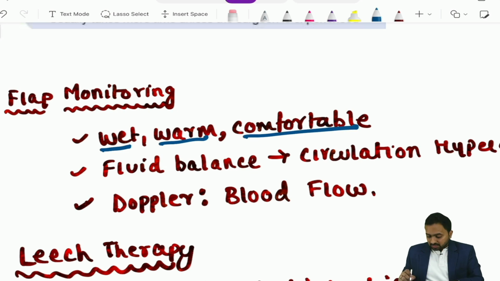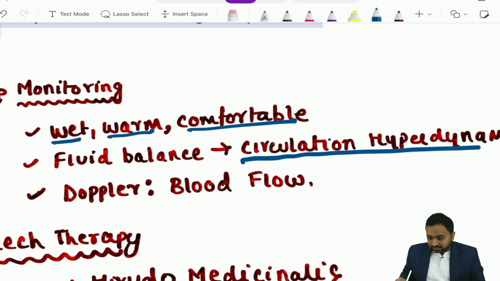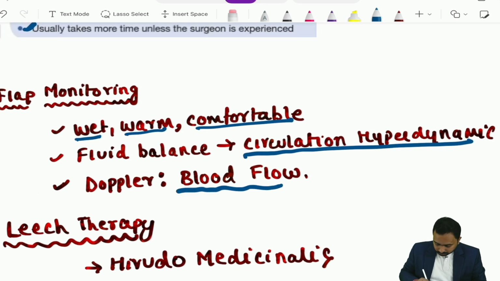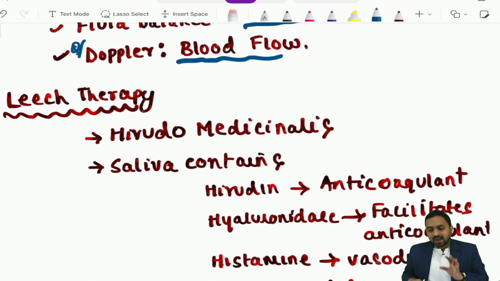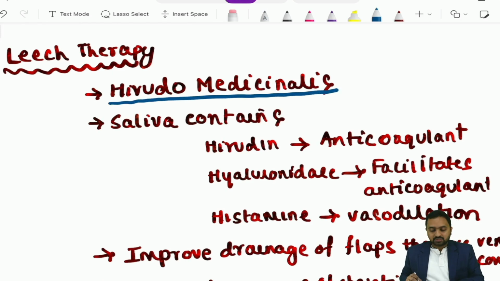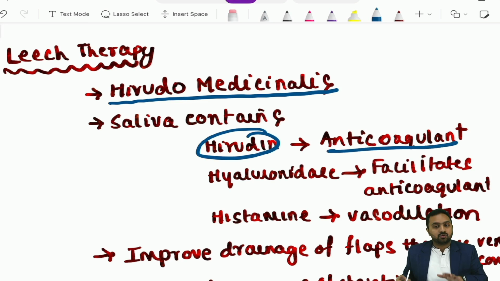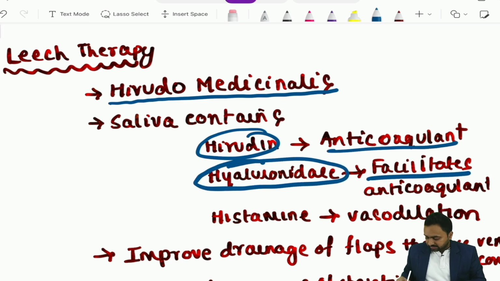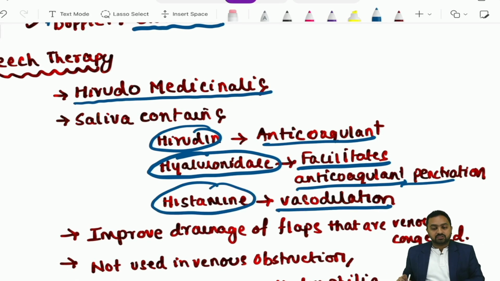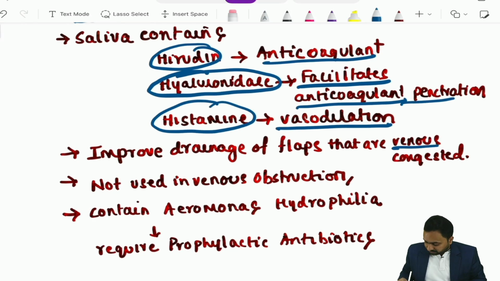So, fluid balance should be monitored for maintaining the hyperdynamic circulation, and Doppler is used to check your blood flow in flap, trying to early detect any arterial blockade or venous blockade or your congestion in the arterial or the venous system. Now, there has been an addition of your leech therapy, which is from the Hirudo medicinalis. Now, the saliva of this organism contains hirudin, which is an anticoagulant. It contains a hyaluronidase, which facilitates the anticoagulant penetration, and histamine, which causes your vasodilation. So it improves the drainage of flaps that are venous congested.